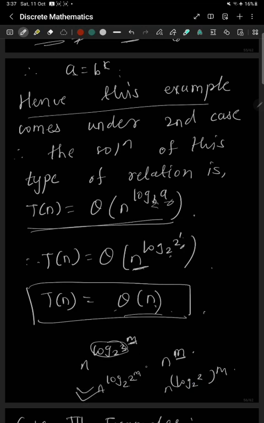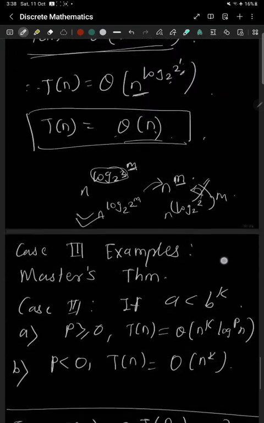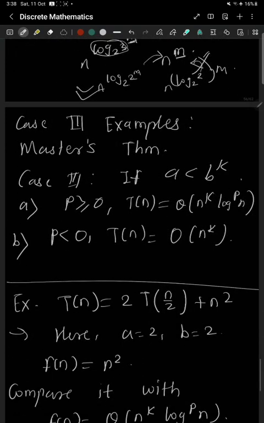For this it is going to happen, not for this. Okay, just remember that. Now to the next point: Case 3 examples. In case 3, what condition do we have? A is less than b raised to k.